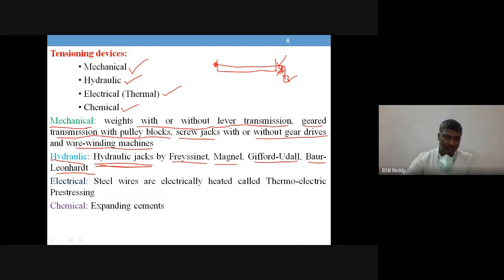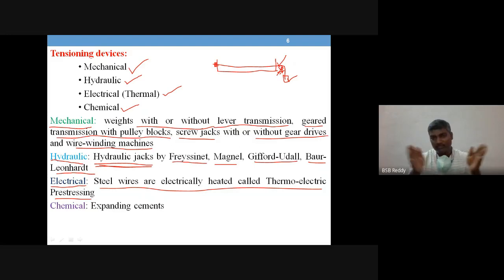Right, how will electrical tensioning devices work? Steel wires are electrically heated. That's called thermoelectric pre-stressing. Just passing the electricity through the steel wires will heat up the steel wire. Heating will expand the steel wire. That's how we can increase the strain in the steel. So this is another technique which is not widely used anyhow. It's very rare, maybe just to study as one of the types.